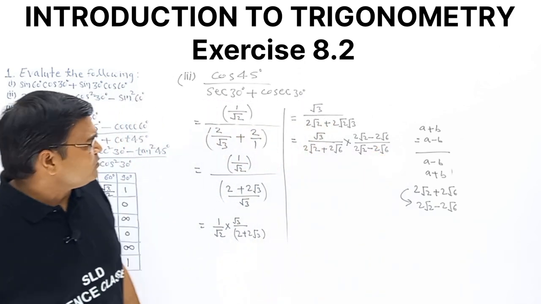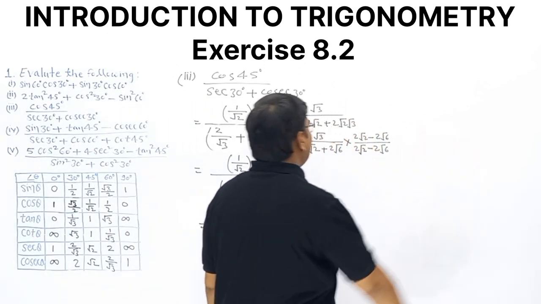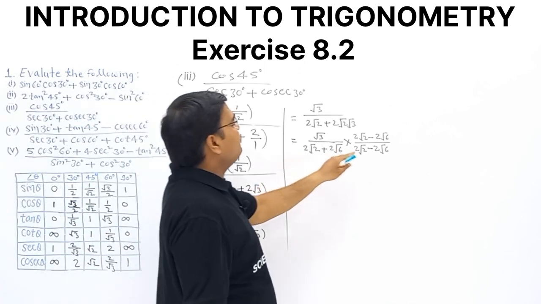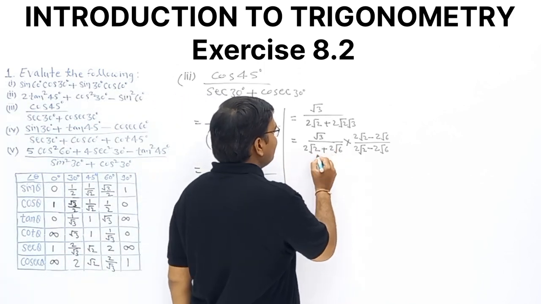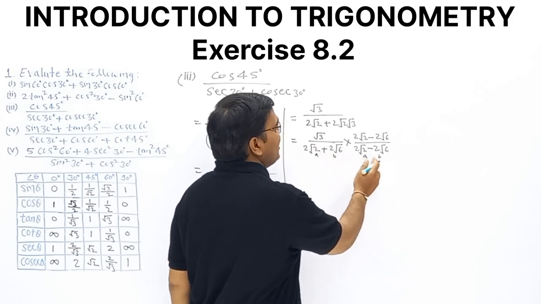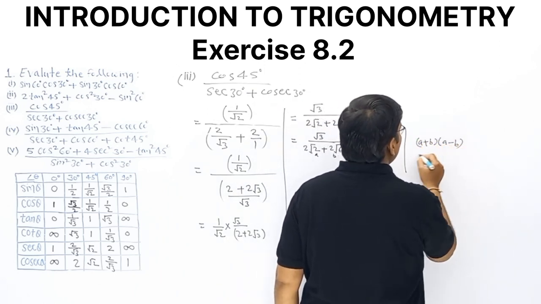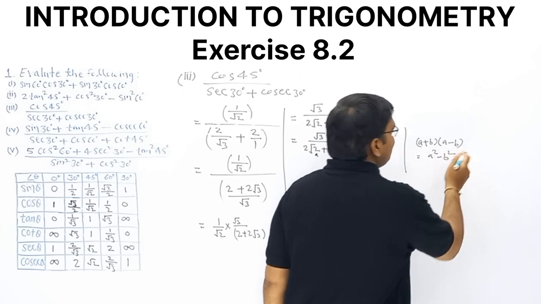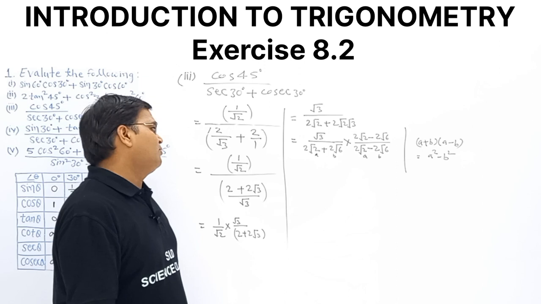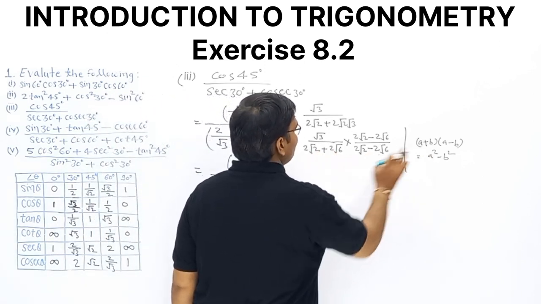Now solve. Why do we multiply numerator and denominator by its conjugate? Because once we do that, in the denominator we are getting a plus b into a minus b. We know a plus b into a minus b is what? a square minus b square. Once we do the square, automatically the radical sign will be removed. So we are multiplying and dividing. So in the denominator we are getting this form.